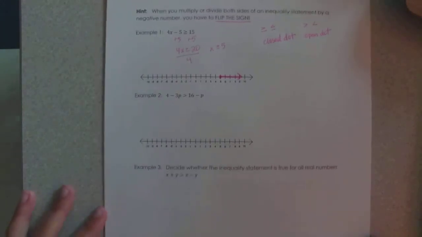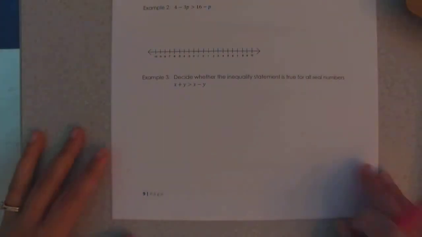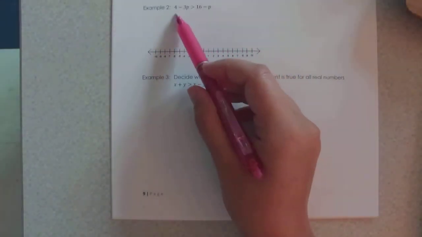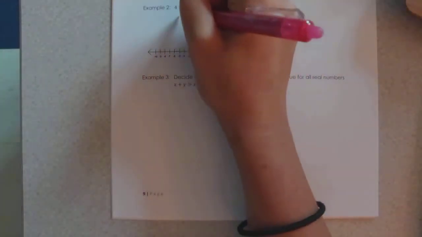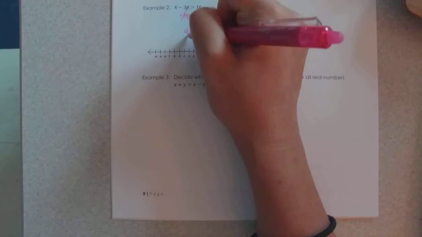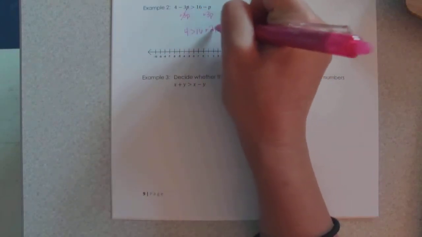Okay? All right, let's do number 2. Okay, so now we have 4 minus 3p is greater than 16 minus p, so we have to get all of our p's together. So I'm going to add 3p to both sides. So I have 4 is greater than 16 plus 2p. Now we have to subtract 16.